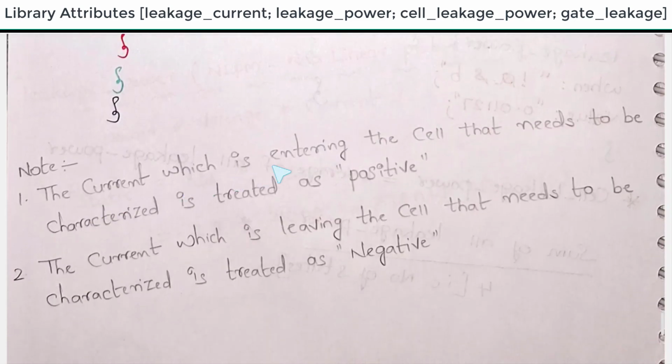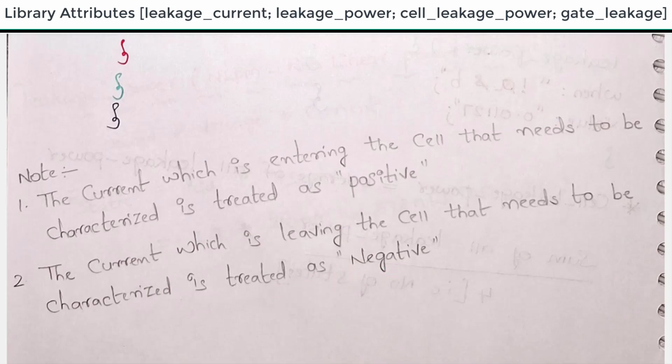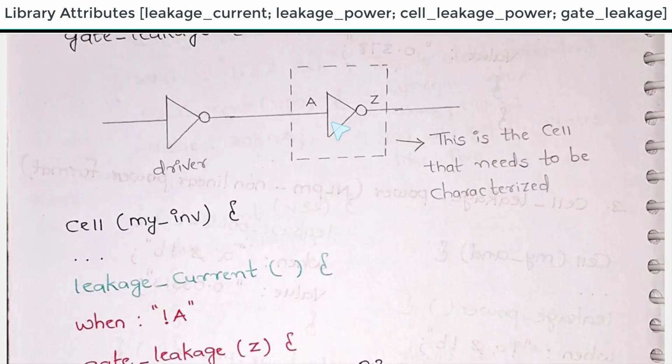The current which is entering the cell that needs to be characterized is treated as positive, and the current which is leaving the cell that needs to be characterized is treated as negative. Means anything that is entering into the gate is treated as positive and the thing that is coming out of the gate is treated as negative. So entering is positive, coming out is negative.